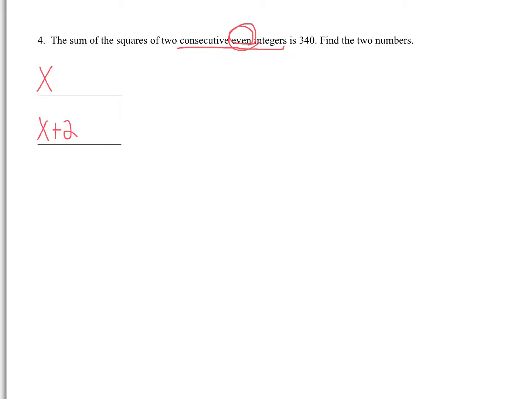Now, the next part, we need to figure out what we're doing with all these pieces. It says the sum of the squares. So we start with the sum component: x plus 2. There's the sum. Now the squares component says we're going to take those pieces and square them. And the end result of all this is going to be 340.